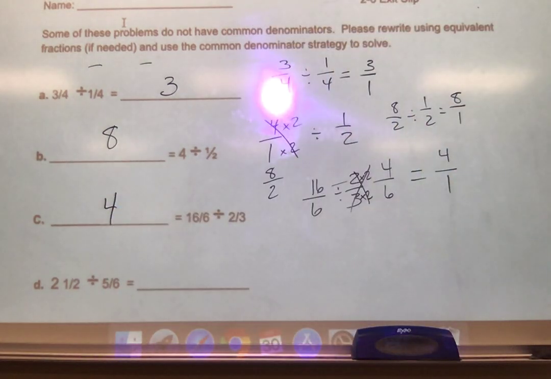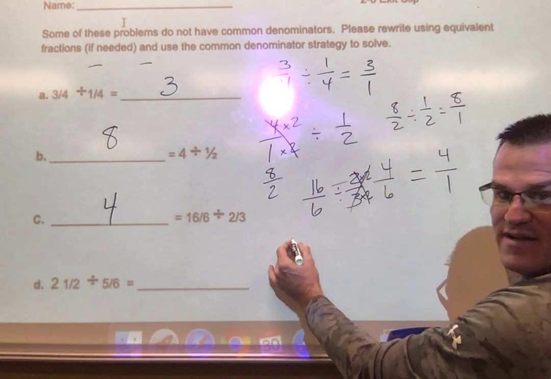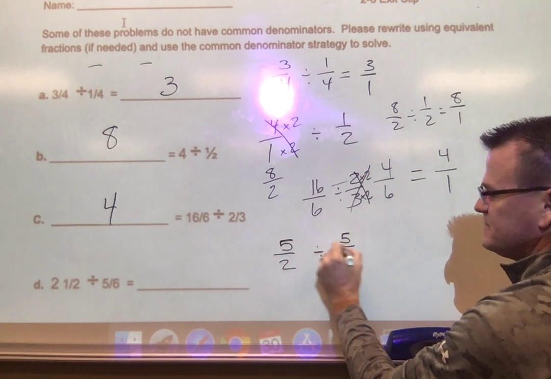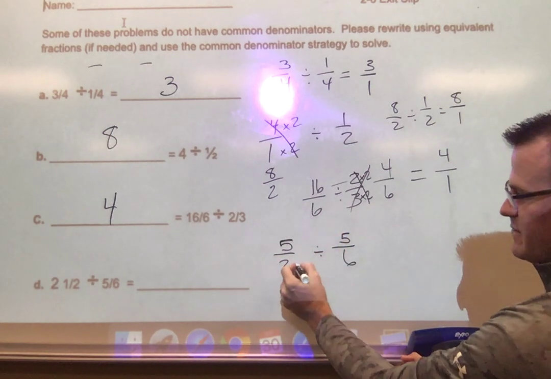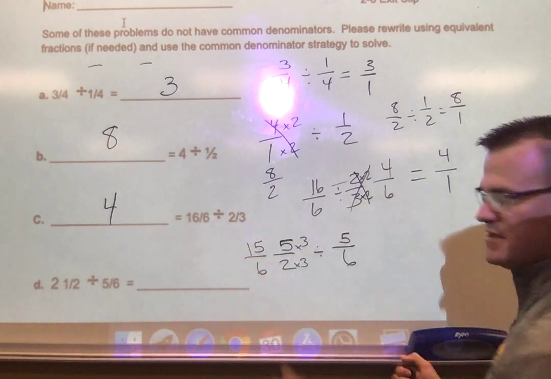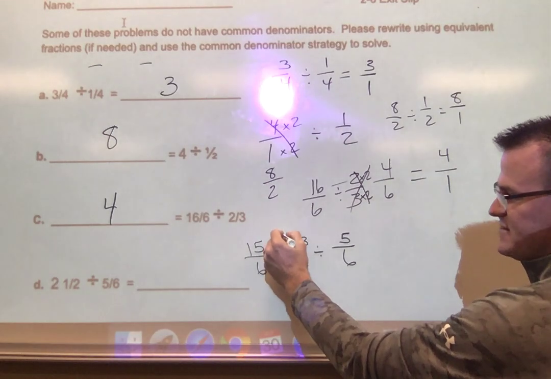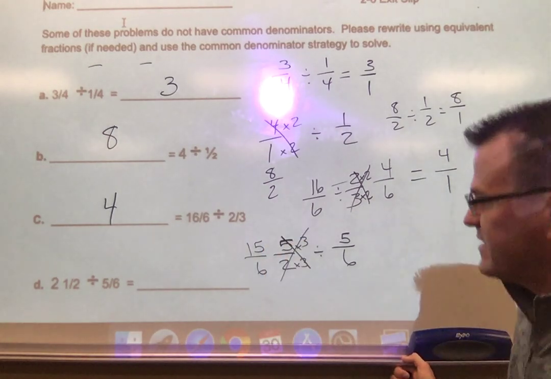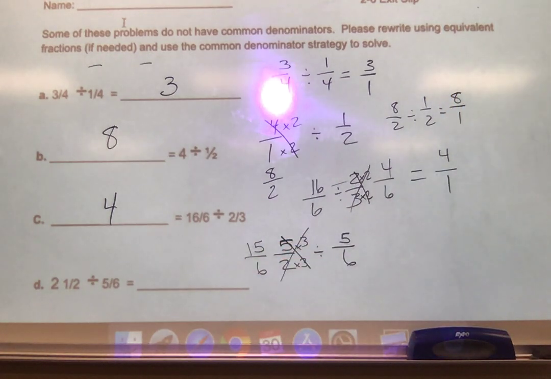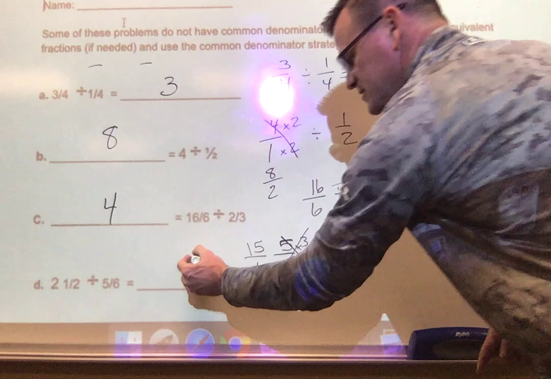And then the last one, if it's improper, like 2.5, I can change that to 5/2 and divide that by 5/6. If I make that common denominator, I'm going to multiply this by 3 and this by 3, so I could change it to 15/6, which is equivalent to 5/2 or 2.5. And then I can say it backwards again. How many 5/6 can I get out of 15/6? Well, 5/6 is 1. If I do another 5/6, that's 10/6. If I do another one, that's 15/6. So I know I can get 3 groups of this.